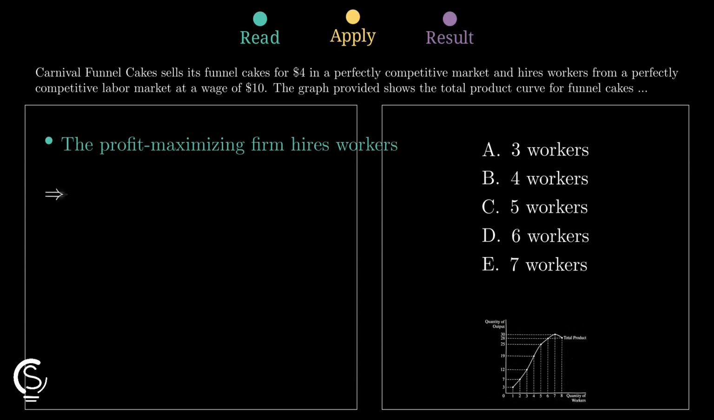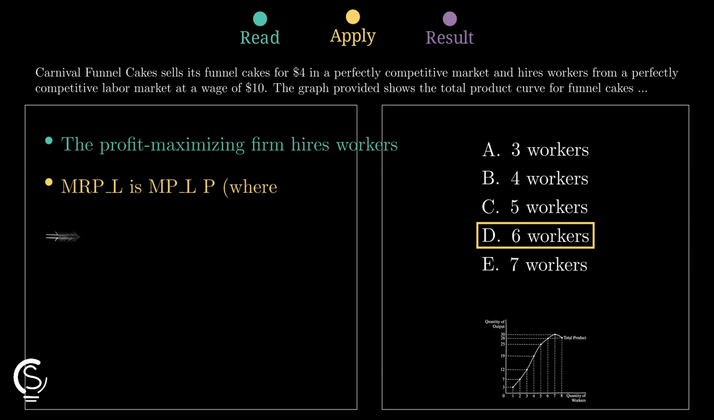At 6 workers, the marginal revenue product is $12, exceeding the wage. Thus, hiring 6 workers is the profit-maximizing choice for this business.